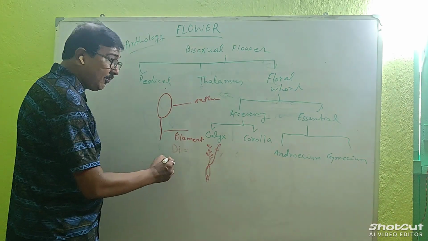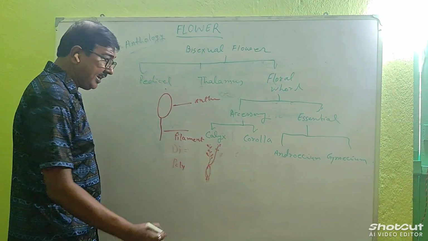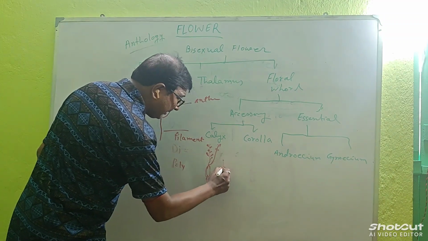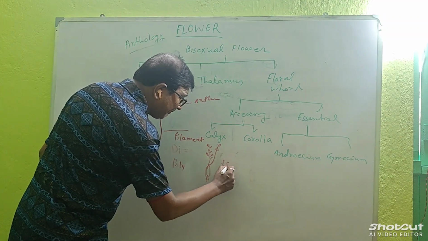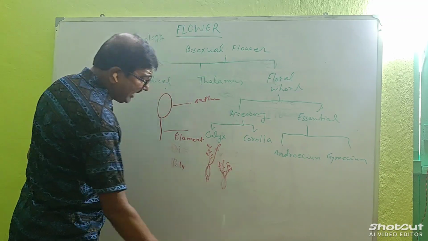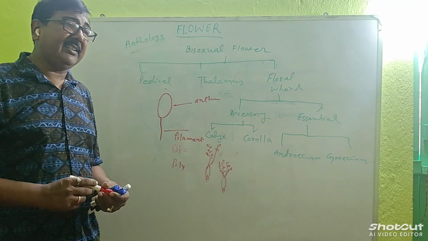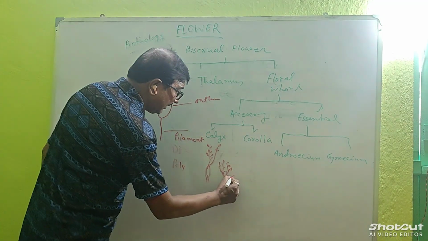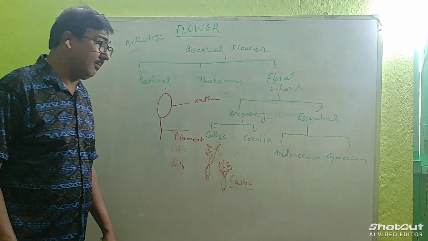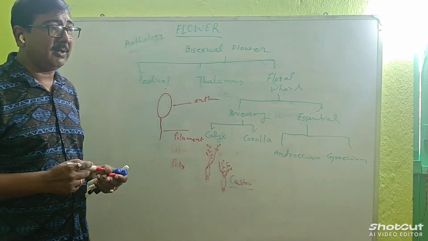And some flowers are polyadelphous. In polyadelphous, many branches are there, more than two. Okay? Castor is the example of polyadelphous. So, monoadelphous, diadelphous and polyadelphous.